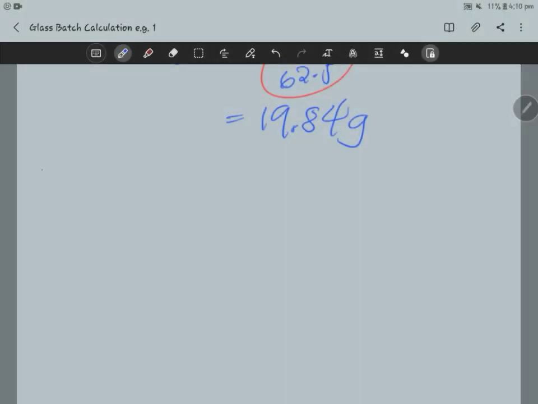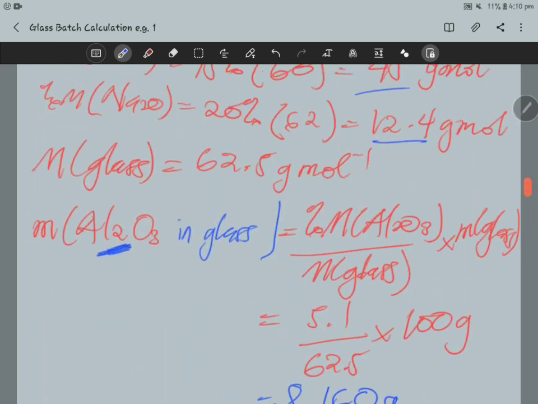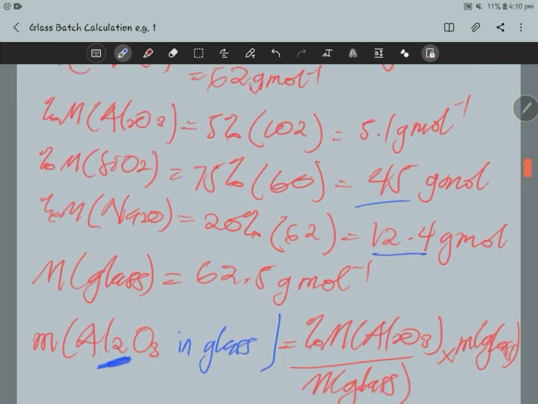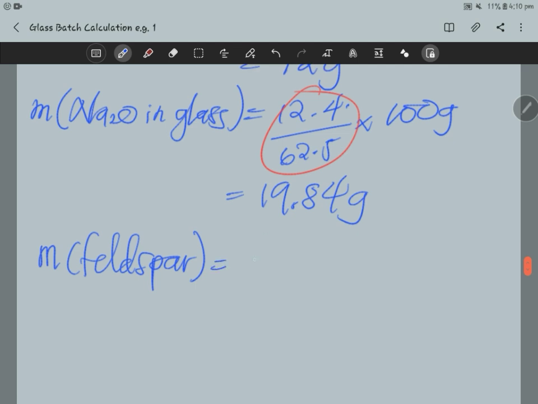What are we trying to do? We're trying to find the mass of the feldspar that we need, right? Which is that big formula that we saw up there, right? And then from this, the gravimetric equation that we were looking at, this right here, right? As we've discussed, we now have to get the mass of the feldspar, which is the raw material, is the same as the GF times the mass of the component, right?